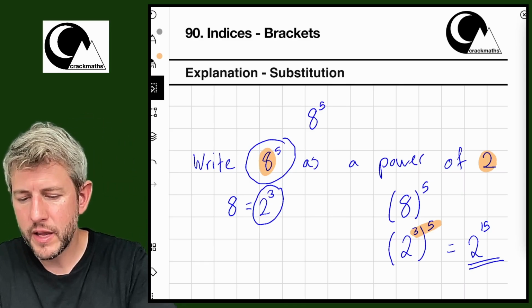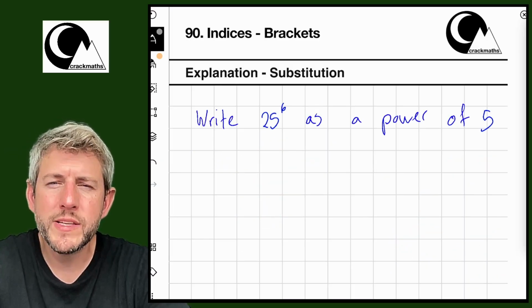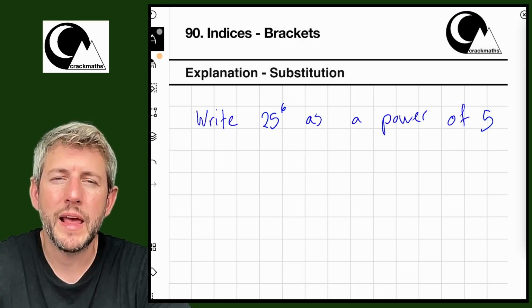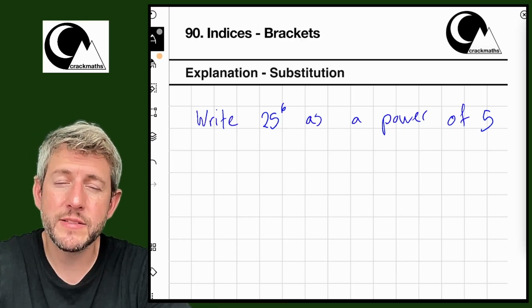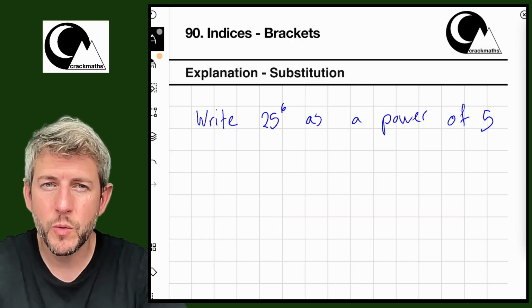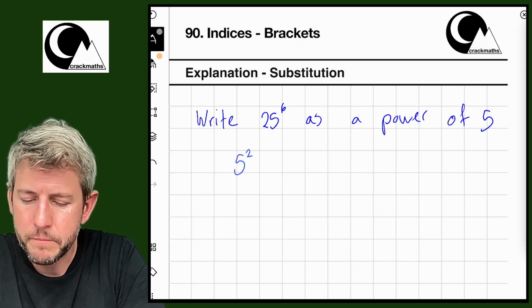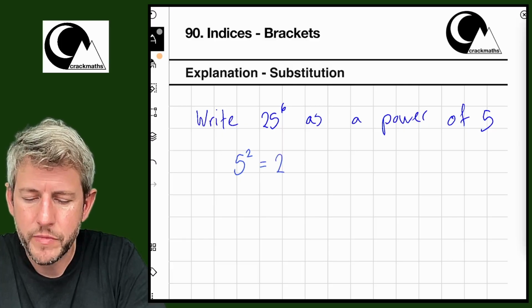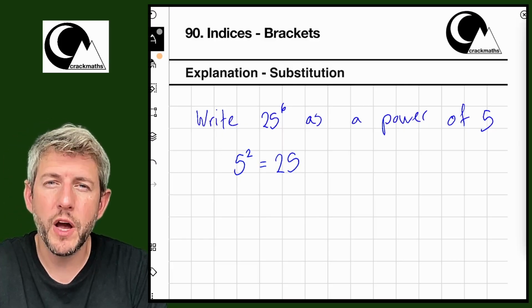So let's try another question like this. So here we go, we've got this time, write 25 to the power of 6 as a power of 5. Write 25 to the power of 6 as a power of 5. So for this question, you are expected to identify that 5 squared is equal to 25. So 5 times 5 equals 25.